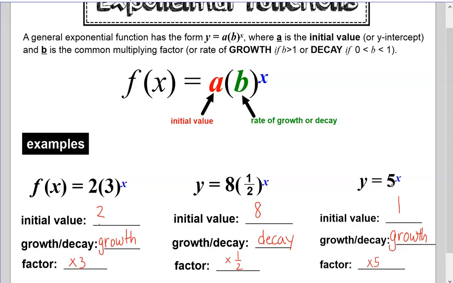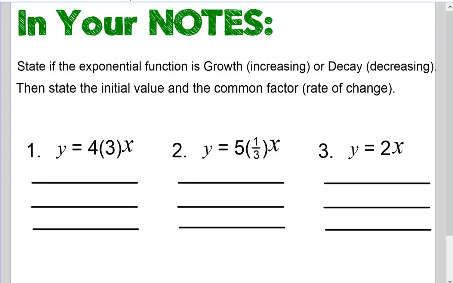And its base is higher than 1, so therefore it's growth, and its rate of growth is a factor of timesing by 5. So why don't you take a look in your notes now and see if you can complete these 3 questions. Pause the video, write your answers, and then come back to check your solutions.